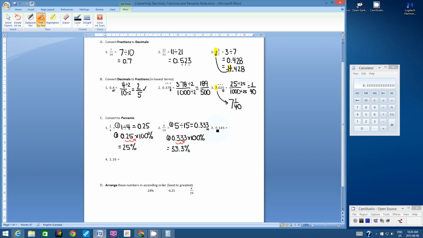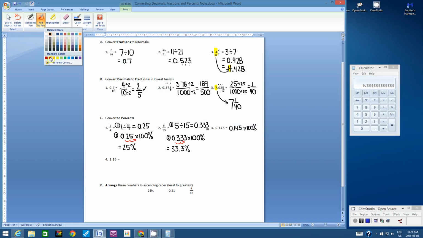All right, let's go on to number 3. What do you notice that's different about question 3? Well, question 3 is already given to us as a decimal. So we don't need to do step 1 where we convert the fraction to a decimal. We only need to do step 2. So that's pretty easy. So let's write out step 2, 0.145 times 100%.